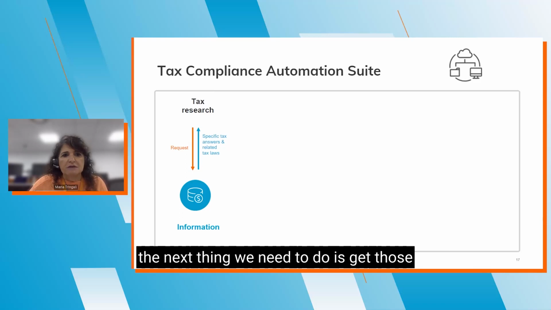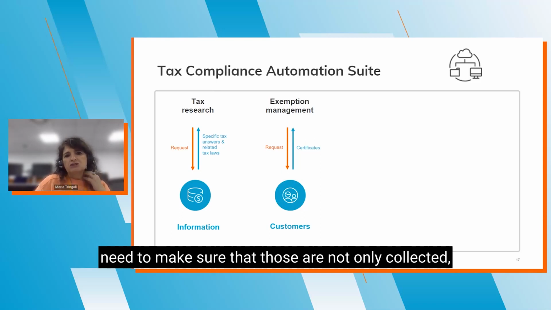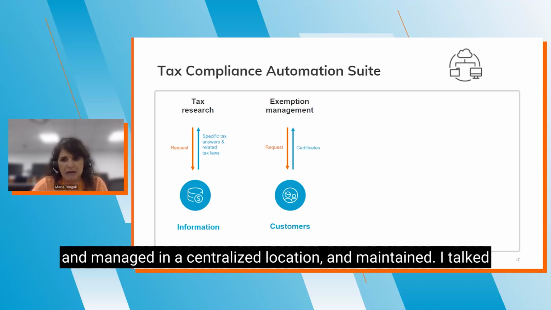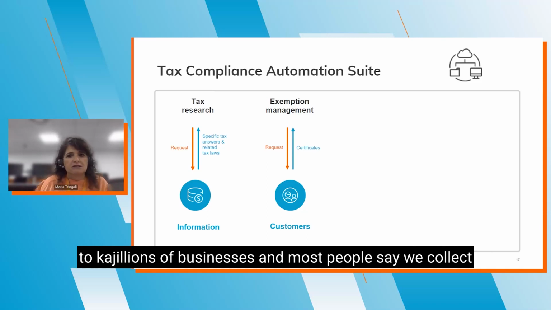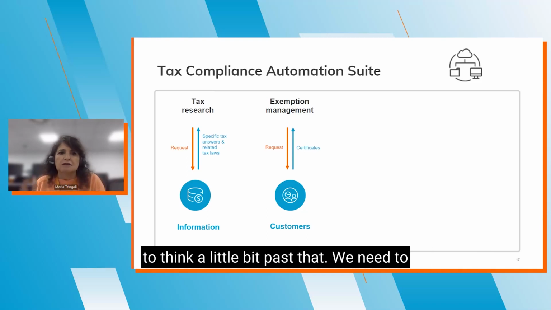Then the next thing we need to do is get those exemption certificates. If you have them in your business, we need to make sure that those are not only collected, which is what everybody can do, but collected and validated and managed in a centralized location and maintained. I talked to gajillions of businesses and most people say we collect them and that's about the end of it. You need to think a little bit past that.